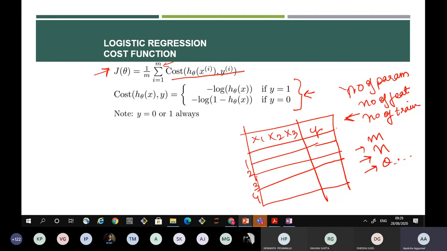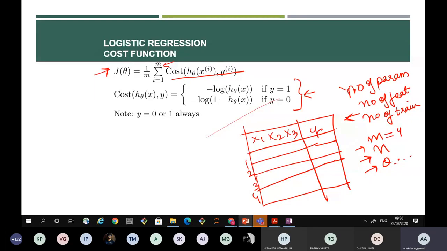Yes, correct. Right. Somebody has answered, and it is the correct answer, because I saw the quiz last time, and so many people have answered it wrongly. So there are 4 training examples. So m is equal to 4. M is the number of training examples, which is equal to 4.